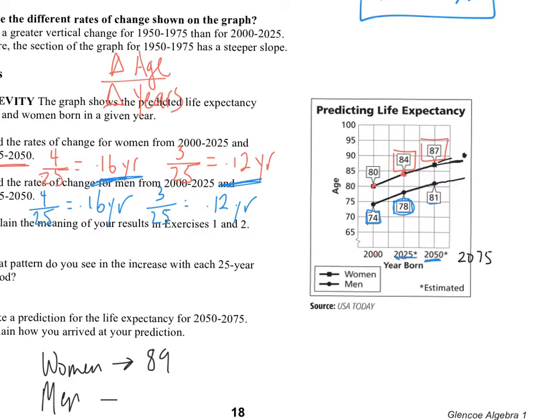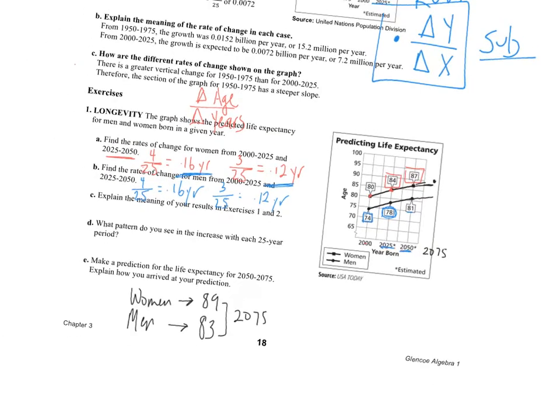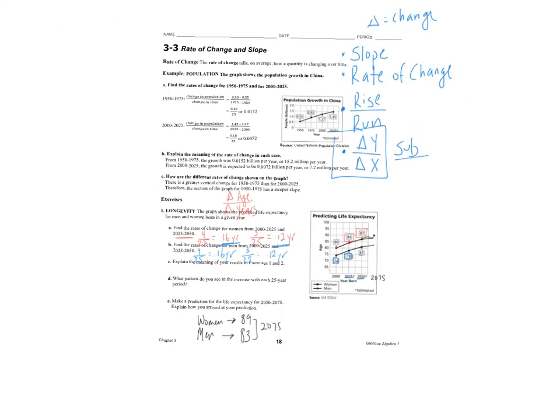And for guys, maybe we'll have that same plus 2. Maybe guys will end up at 83. And this is our 2075 predictions. Sounds pretty sweet. Okay, so I think we've tackled this page. That looks good. Yeah, I think it looks great. Okay, let's move on to page number 2.